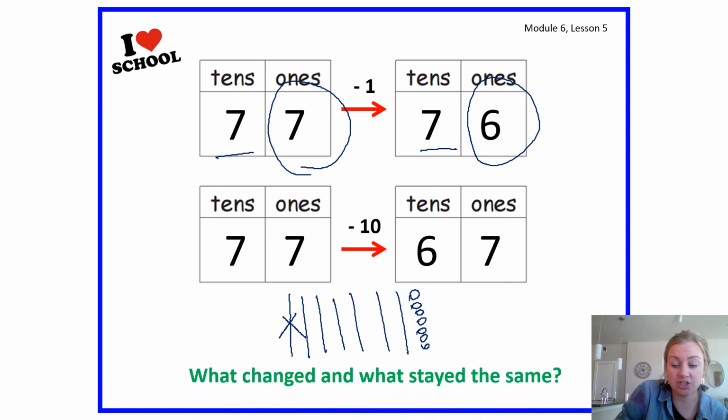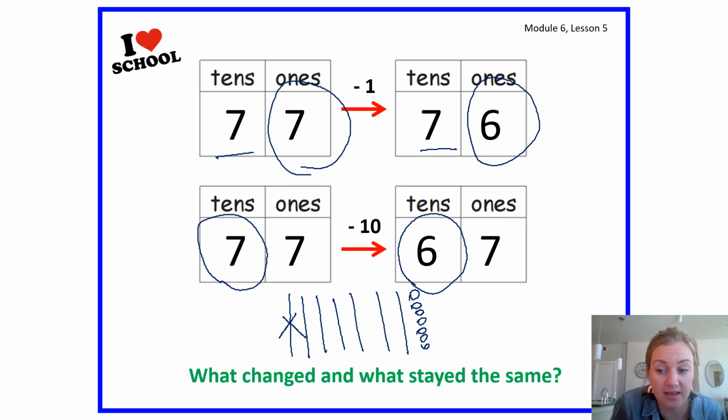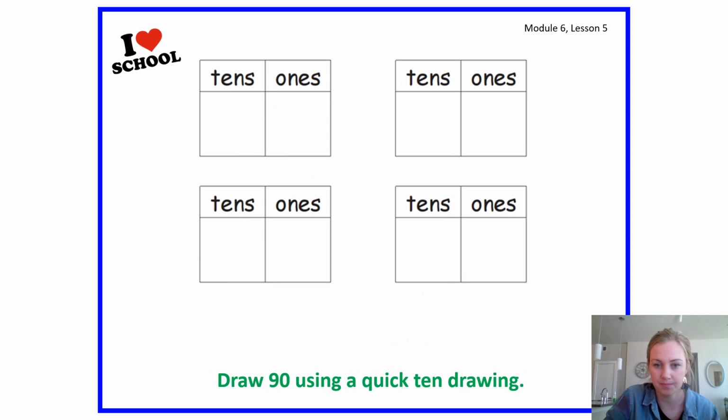The only digit that changed was the tens digit. I had 7 tens and I took one of the tens away. Now I only have 6 tens left. So 77 minus 10 equals 67.